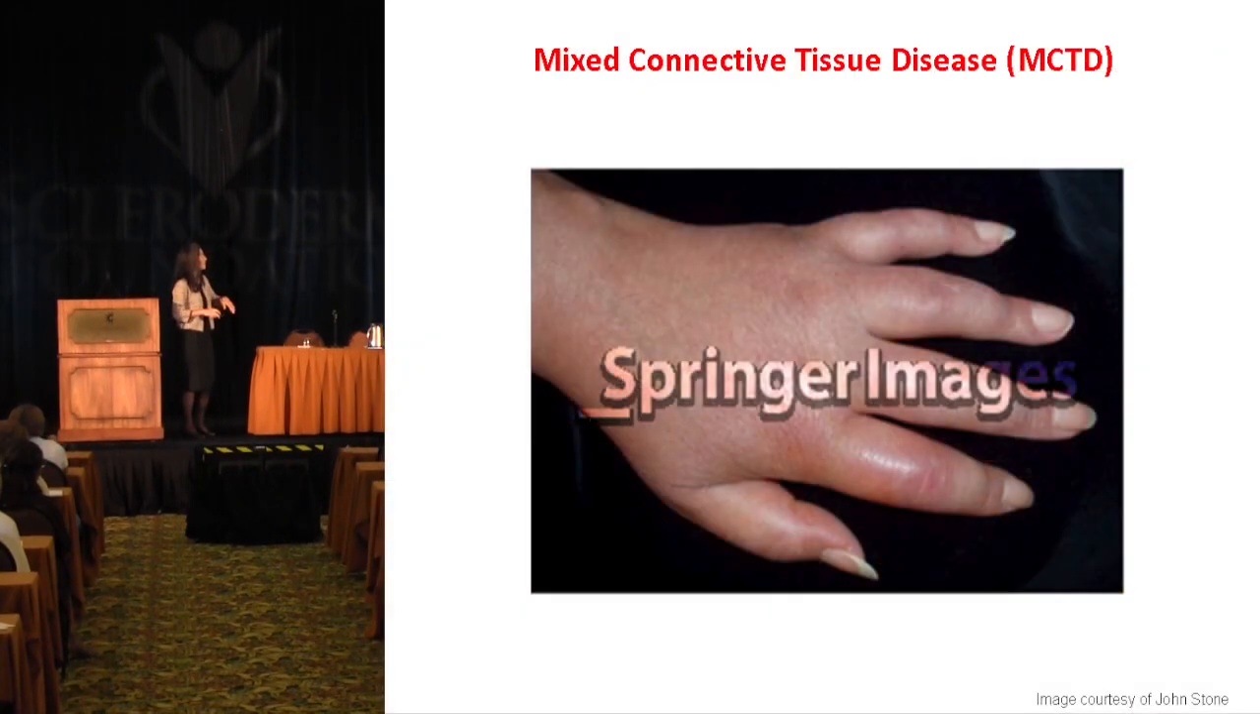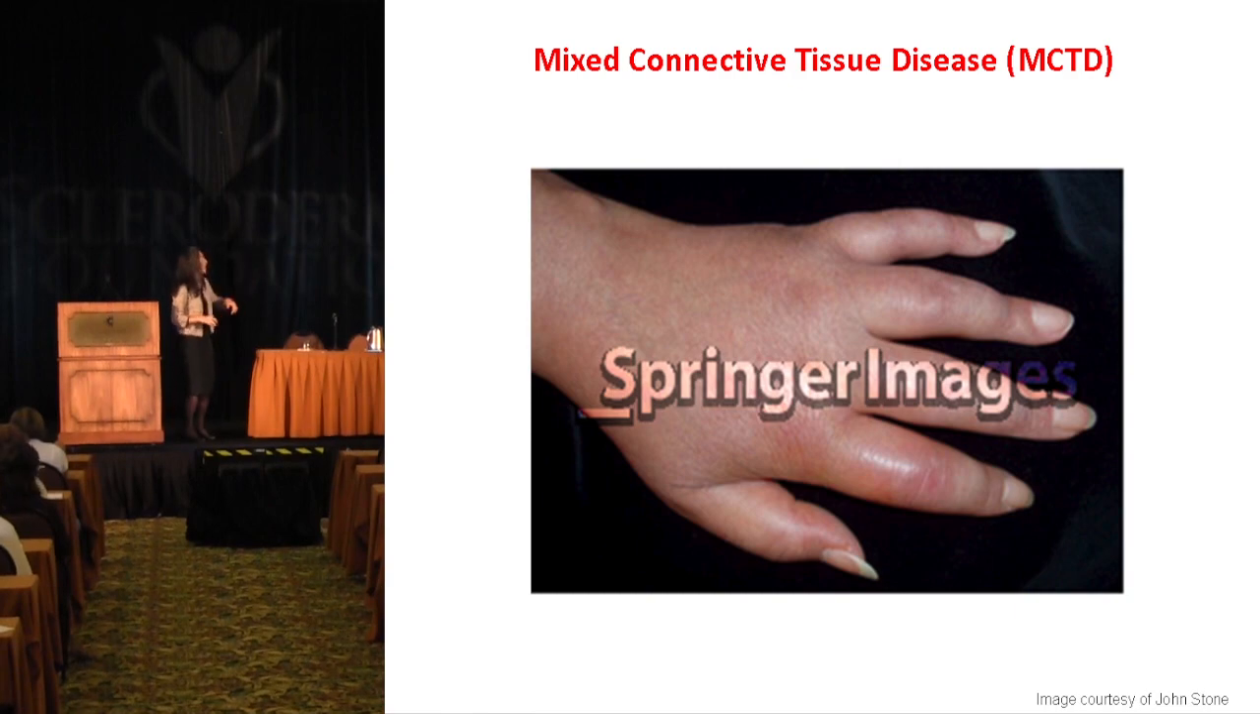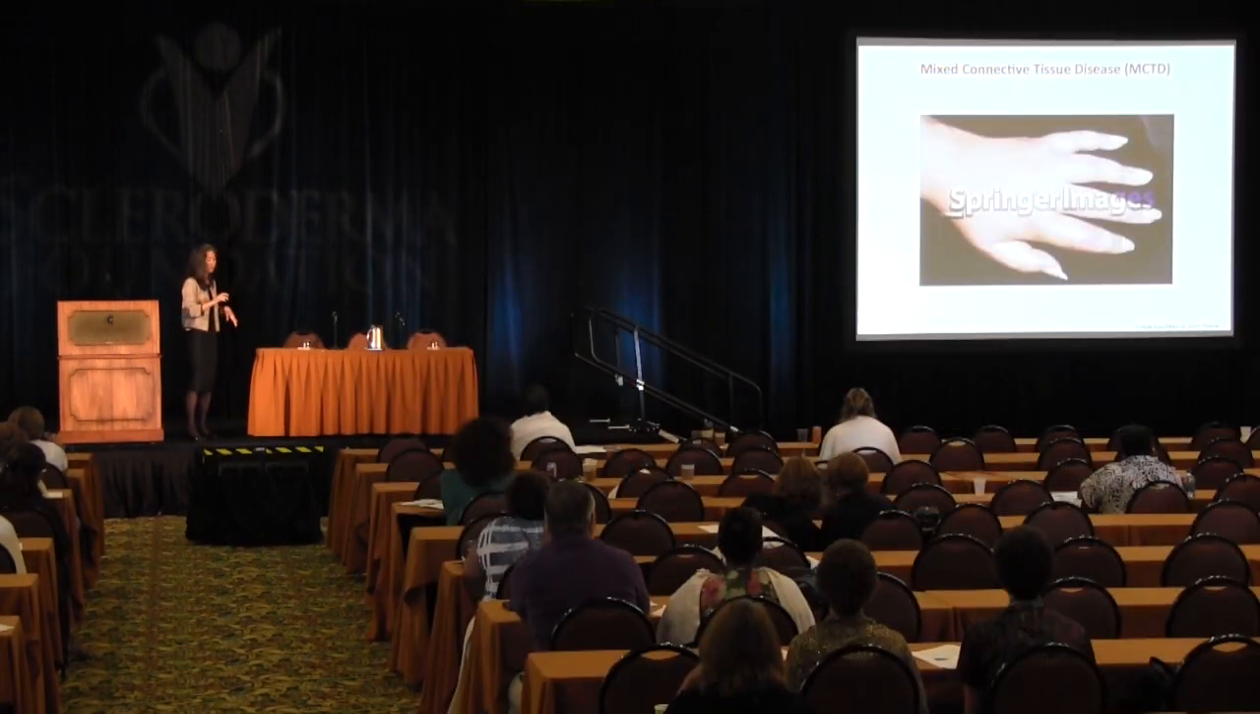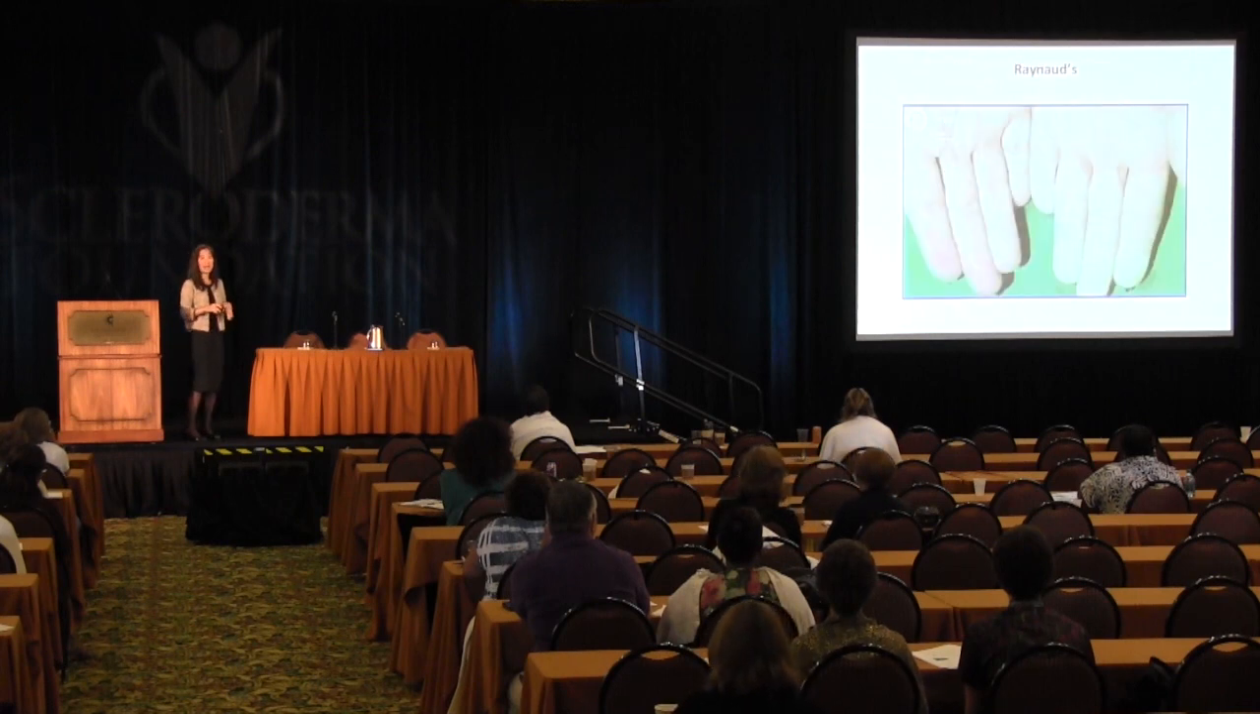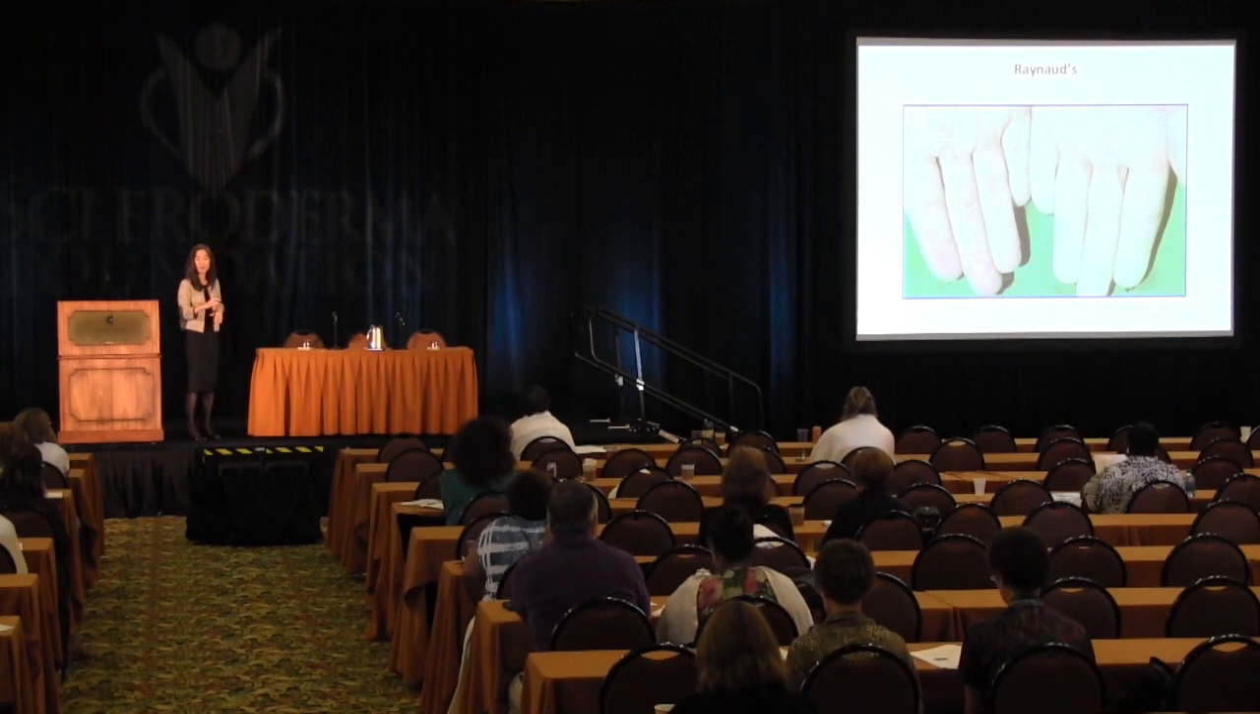And here's just an example of an image that I stole from Springer of the puffy fingers that we see in MCTD. And these patients classically will have Raynaud's, and they have a lot of similarities to scleroderma, so I'm not going to show a lot more pictures here.